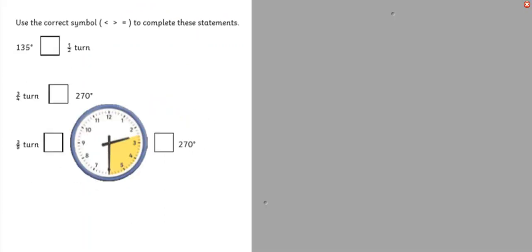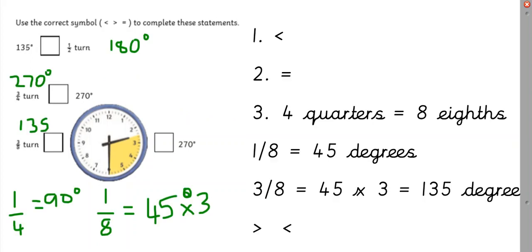Let's have a look at this question then. Use the correct symbol to complete these statements. So we've got 135 degrees and half a turn. We've got 3/4 of a turn and 270 degrees. And we have got 3/8 of a turn and 270 degrees. So are they smaller, equal to, or larger? Pause the video now and have a go at these.